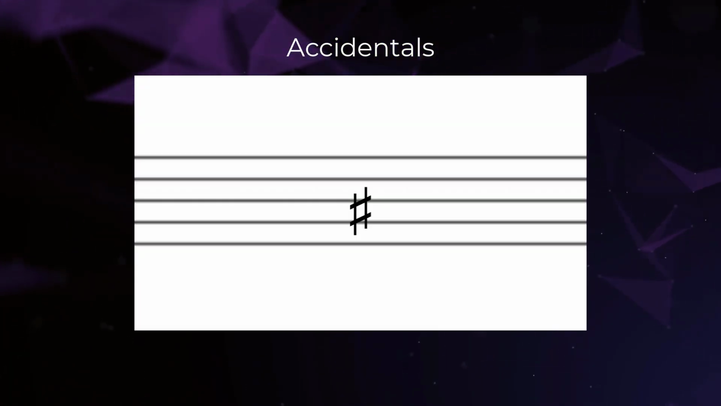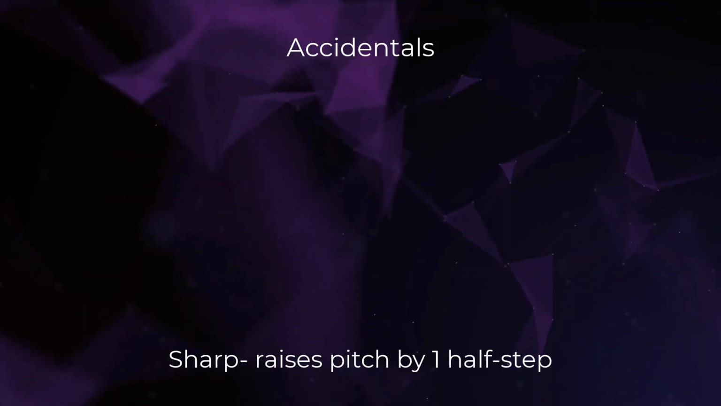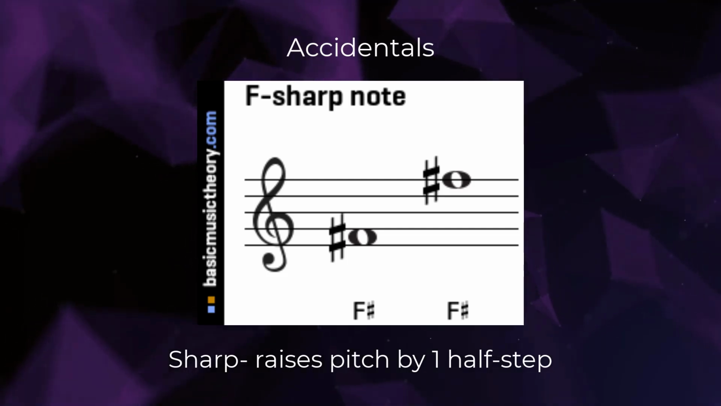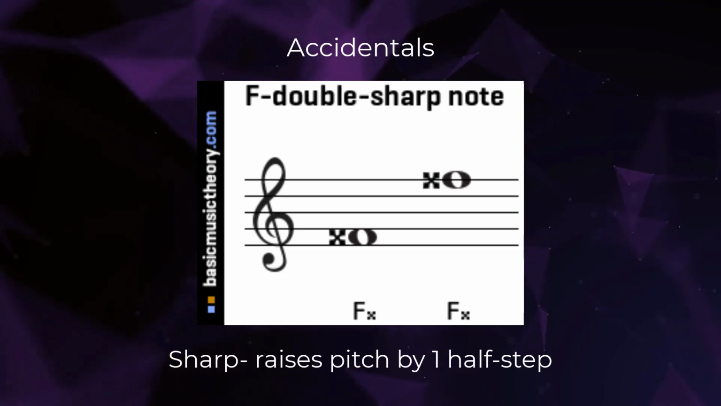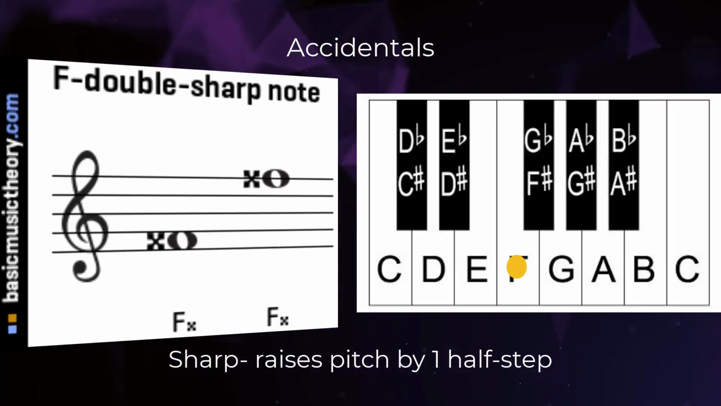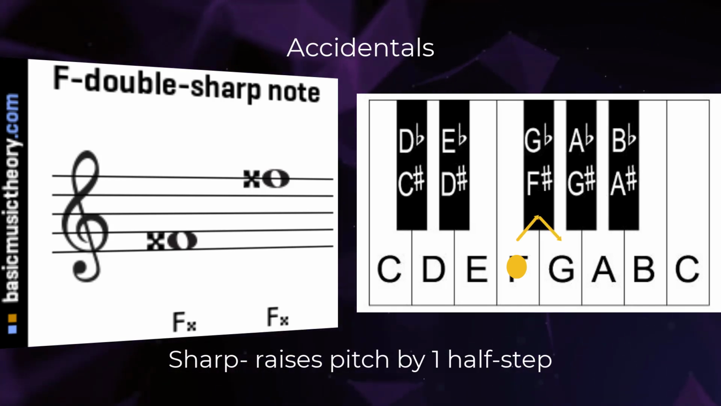This is a sharp, which raises a pitch by half step. If we begin with F sharp and place a second sharp next to it, it becomes an F double sharp and looks like this. This means you would start at the key F and go up 2 half steps to play the F double sharp.